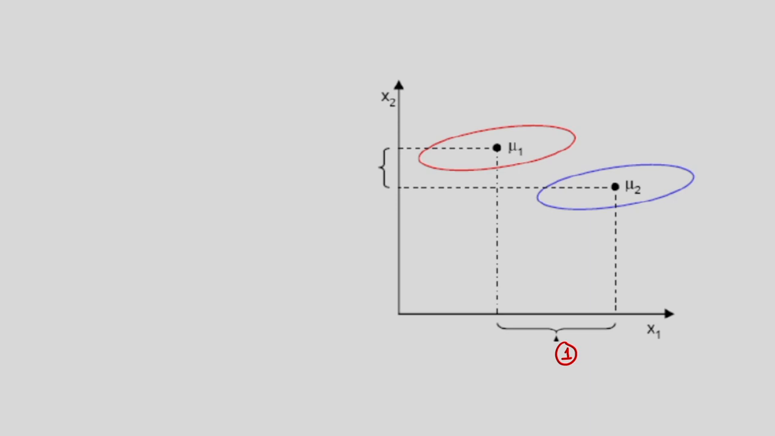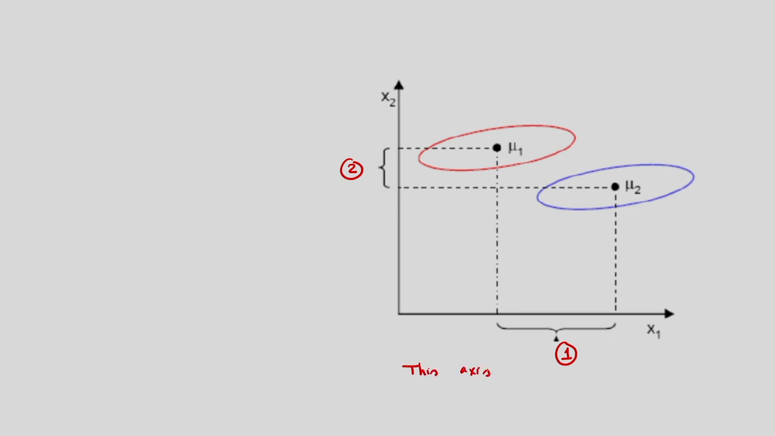You can see the separation between these two means is very good, but still the samples are overlapping. But if I consider the second projection direction, that is number 2 here, in the case of projection direction 2, the distance between these two means is not significant, it is not big, but still the separability is very good.